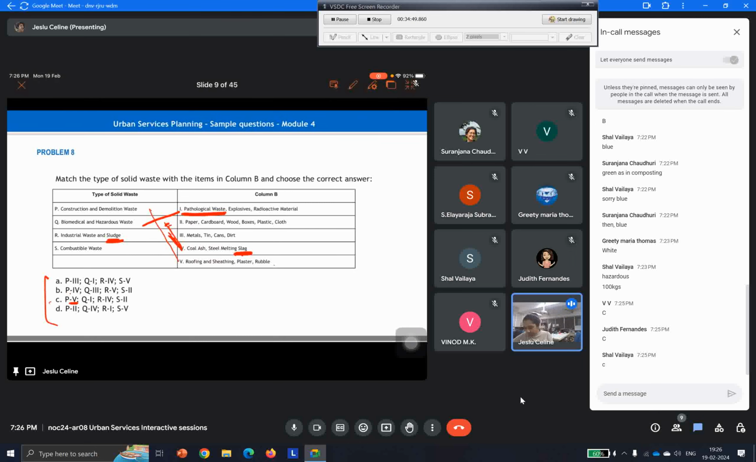So that is coal, ash, and melting slag. And then we have combustible waste. So that is paper, cardboard, wood, boxes, plastic, and cloth. Very good. So C is the correct answer for that. Right, we're proceeding on to the next question.